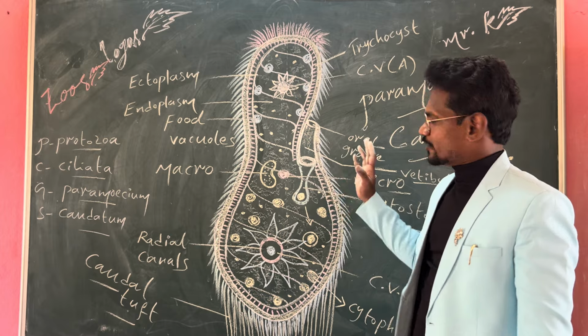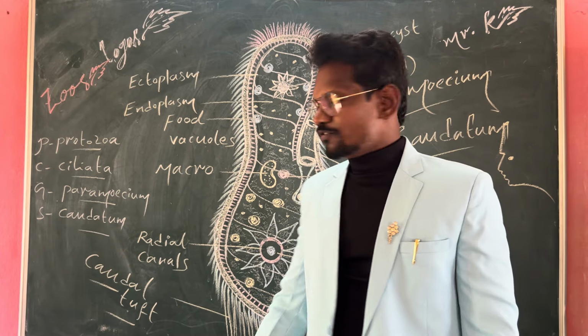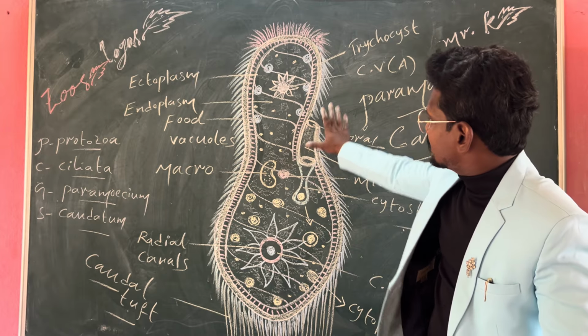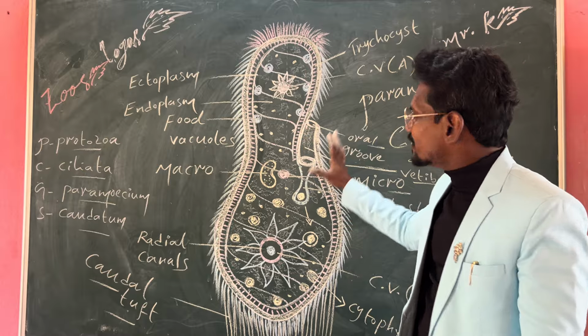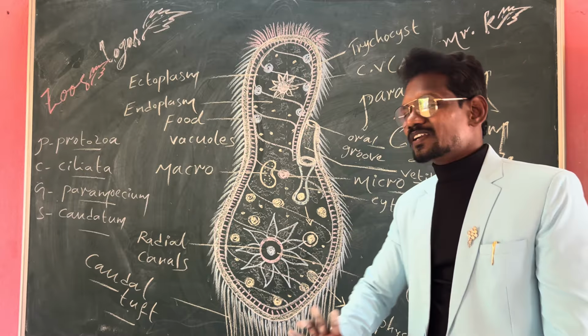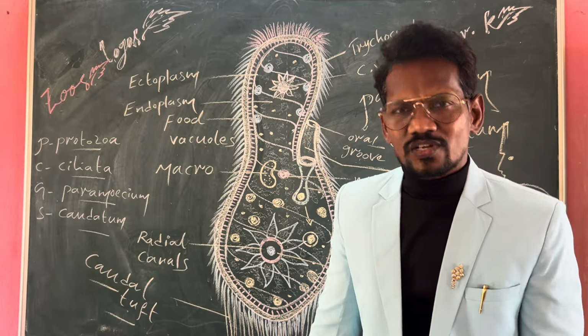This is a unicellular organism. If you observe the shape, it is slipper-shaped, because it is also called a slipper animalcule. Slipper animalcule. What is meant by animalcule?